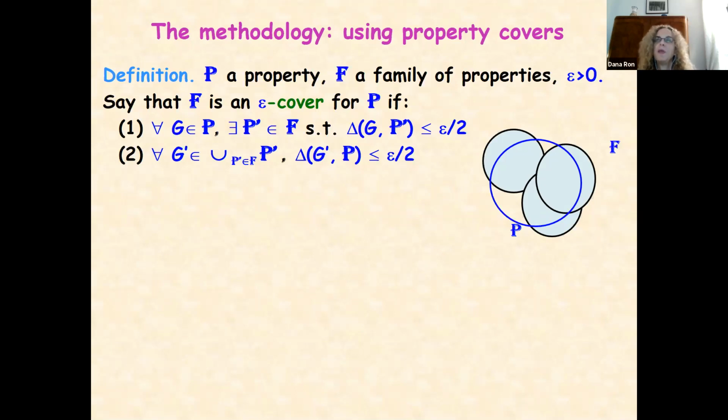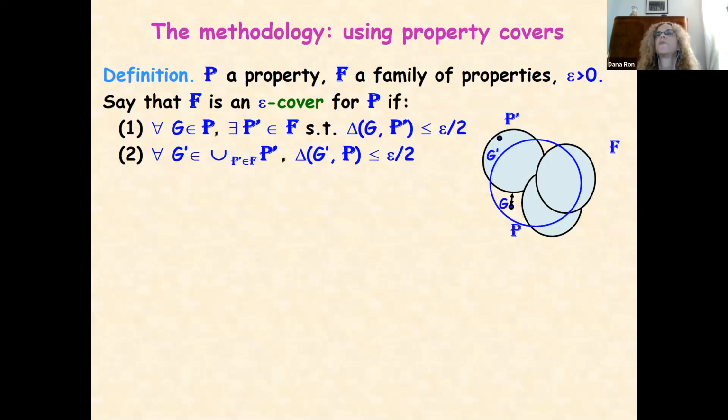Basically, when you look at it, it seems like the symmetric difference is small, but it's not exactly that. So let's see what it is exactly. For the first condition, we say for every G in the property P, we want there to be a property P prime in the cover that it is close to. So it's not really nicely covered by the cover. It's not that everybody in P is in some property in the cover, but it's close to it.